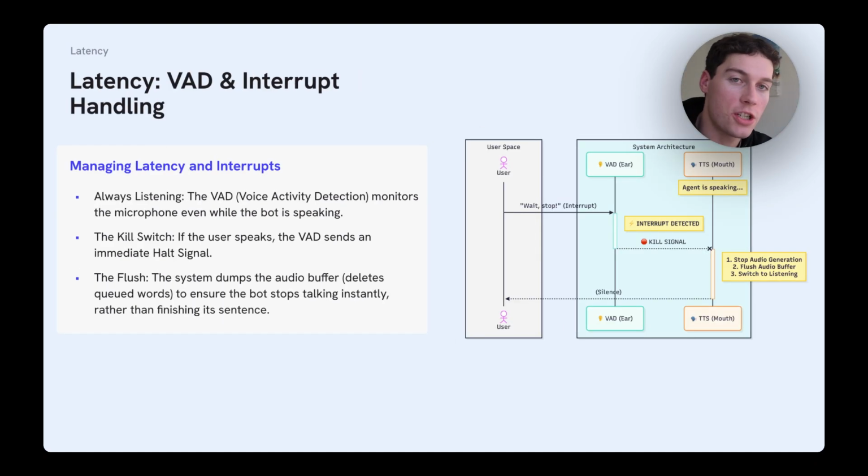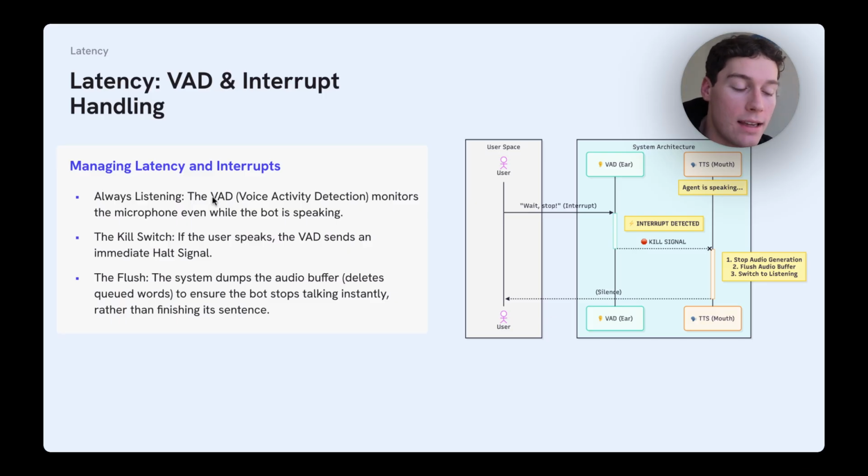So we've handled logic and we've handled safety. Now we have to handle latency and interrupts. If I interrupt a human, they stop talking immediately. If I interrupt another standard AI wrapper, it keeps talking for 3 seconds because it's already generated this audio file. It can feel robotic or rude. Here is the architecture to fix that.